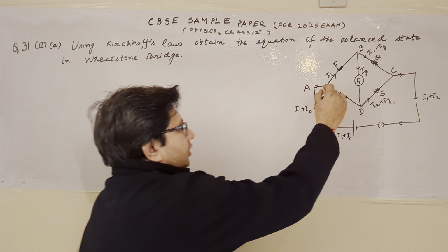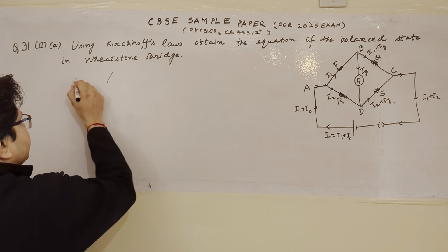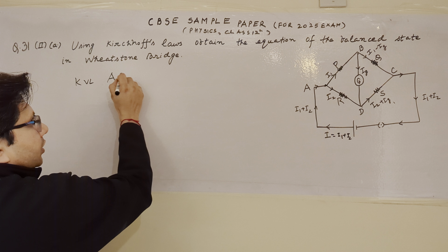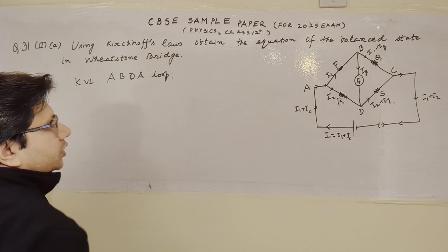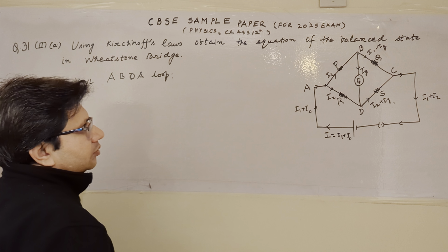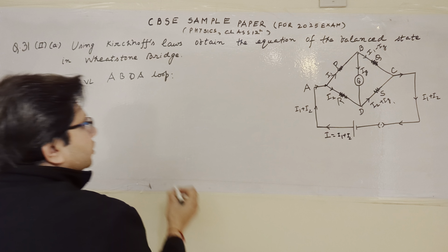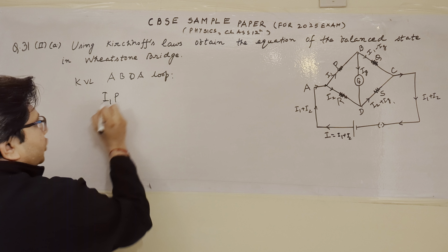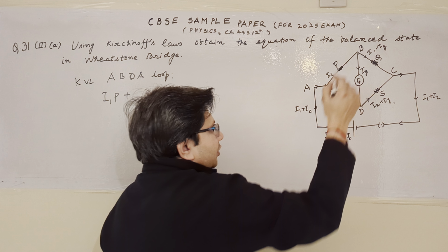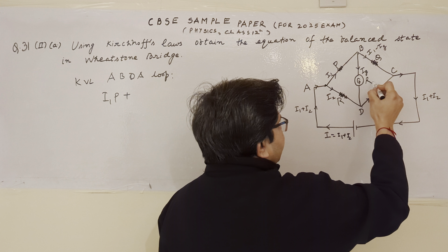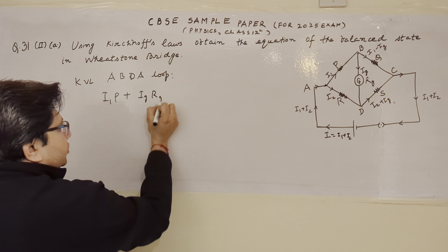Now applying the KVL in the ABDA loop. So in the ABDA loop, when we apply the KVL, the first term corresponds to the voltage in this branch, which is equal to I1 into P plus the galvanometer current multiplied by the galvanometer resistance. Let the galvanometer resistance be R sub G. So this is equal to Ig R sub G.